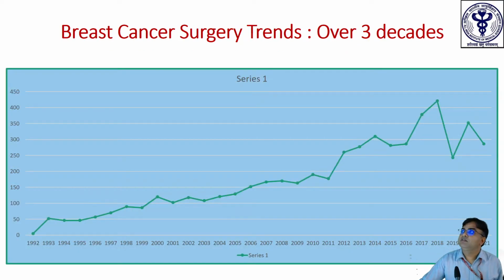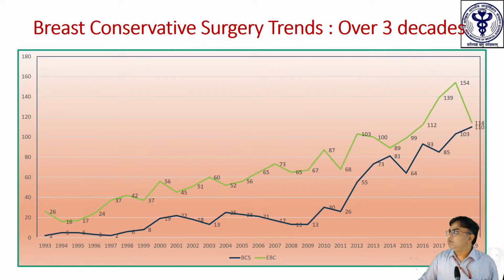This is the trend over the 3 decades from 1992 to 2021. We are continuously increasing the rate of surgeries, and around 2017 and 18, it crossed almost 400 breast surgeries per year. And you can see the dip thereafter because of the COVID pandemic.